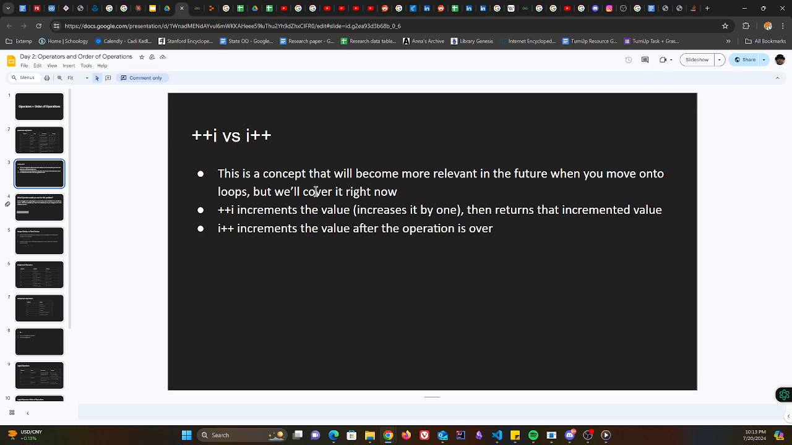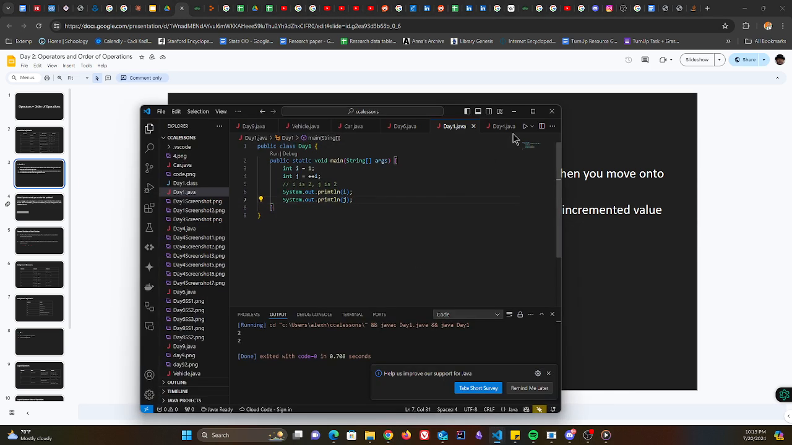Okay. And then here we have plus plus i versus i plus plus, or a pre-increment versus a post-increment. This is a concept that will be more relevant in the future as we approach for loops and while loops, but it doesn't hurt to cover it right now. The pre-increment, or the plus plus i, increments the value, increases it by 1, then returns that incremented value. I have a demonstration here.